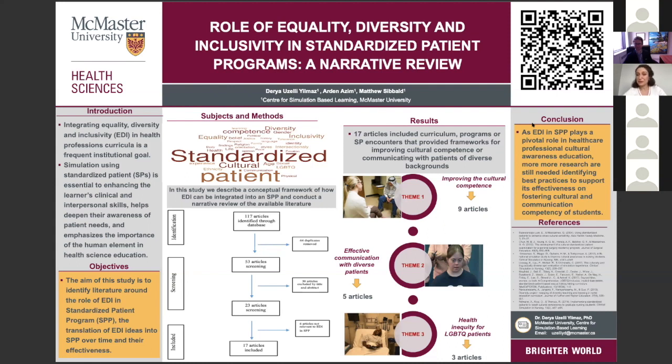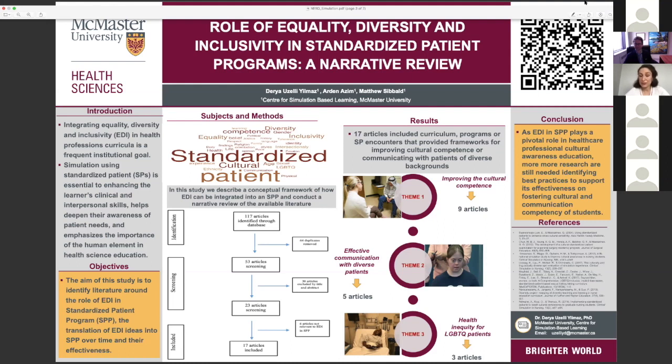Then two independent reviewers identified each study's key goals and outcomes, then thematically categorized each study. Thematic analysis resulted in 3 primary themes: improving cultural competence, effective communication with diverse patients, and highlighting health inequalities. 9 articles were identified in improving cultural competence, 5 articles in effective communication with diverse patients, and 3 articles in highlighting health inequalities.